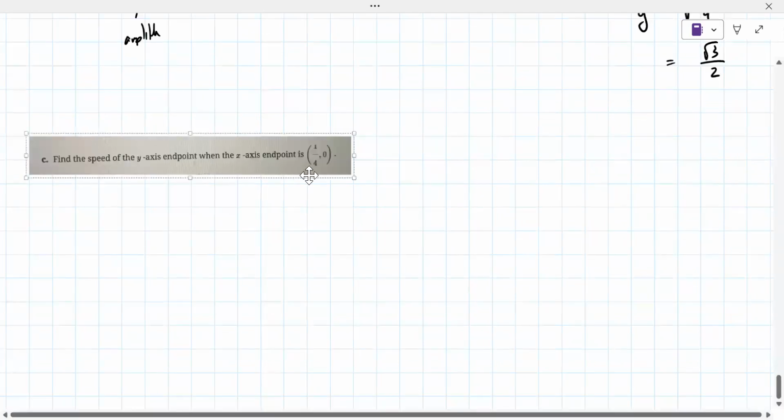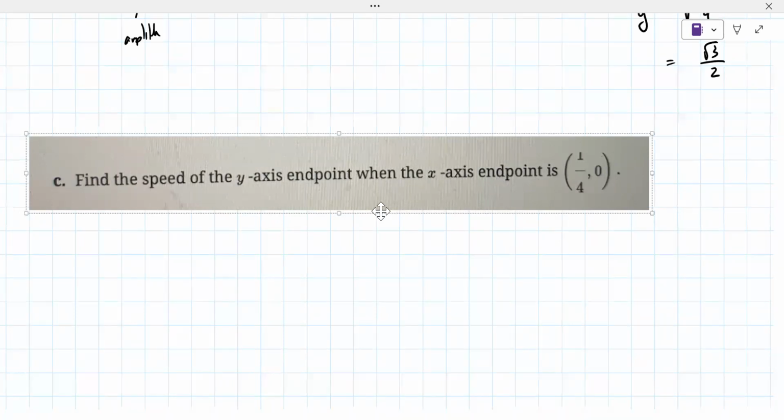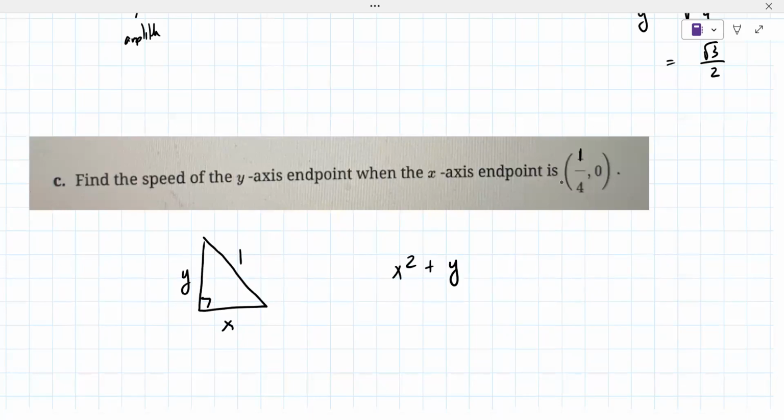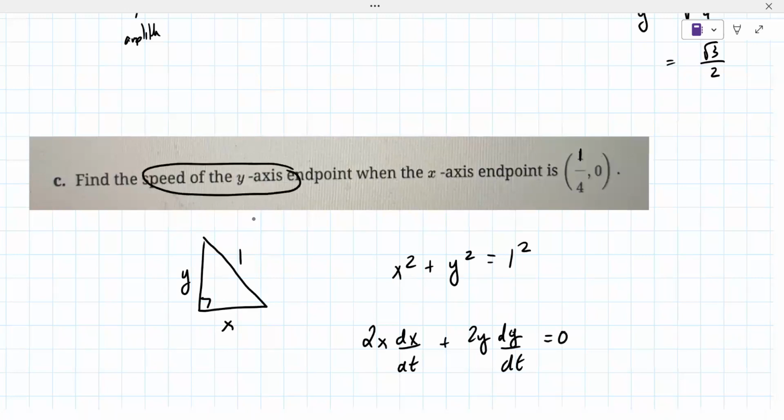Finally, we're getting up to rate stuff. So it says find the speed of the y-axis endpoint when the x-axis endpoint is 1/4. So we actually have to go back to the triangle here, and we go back to x squared plus y squared equals 1 squared. All right, so our derivative here is 2x dx dt plus 2y dy dt equals 0. And the reason it's 0 is because the length of this rod doesn't change. In the previous problem, the distance between the airplanes was changing, but the rod isn't. So when it says speed of the y-axis, that's dy dt.